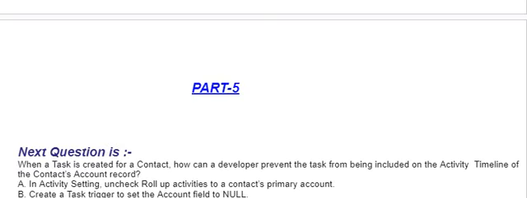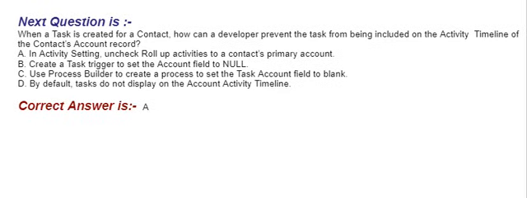Now let's begin. The question is, when a task is created for a contact, how can a developer prevent the task from being included on the activity timeline of the contact's account record? Option A. In activity setting, uncheck roll-up activities to a contact's primary account. Option B. Create a task trigger to set the account field to null. Option C. Use Process Builder to create a process to set the task account field to blank. Option D. By default, tasks do not display on the account activity timeline. Correct answer is option A.